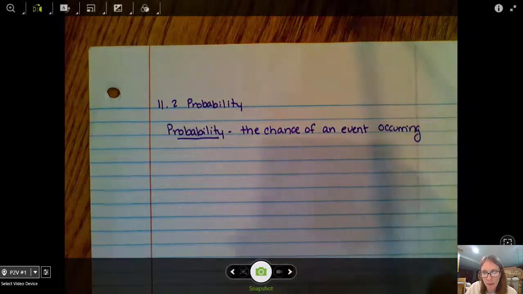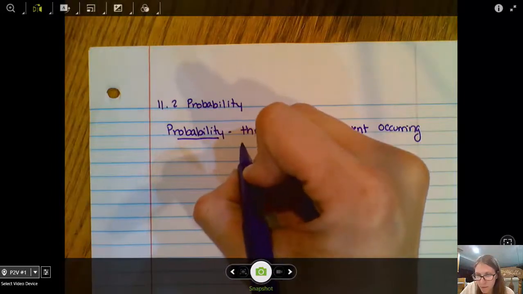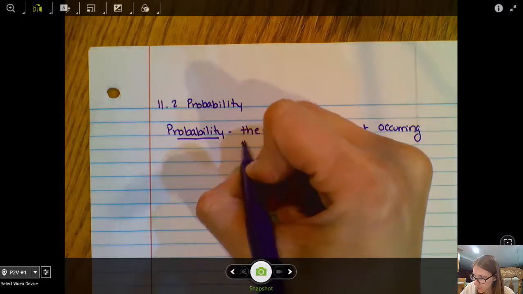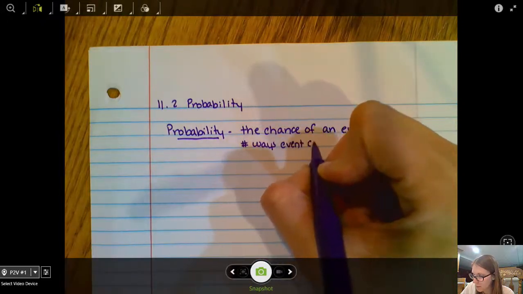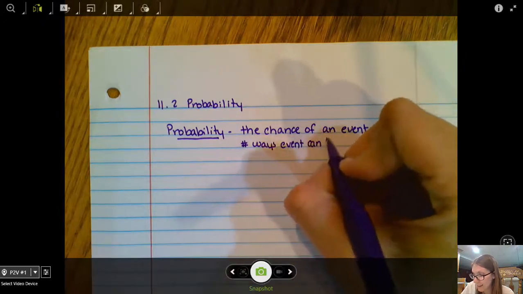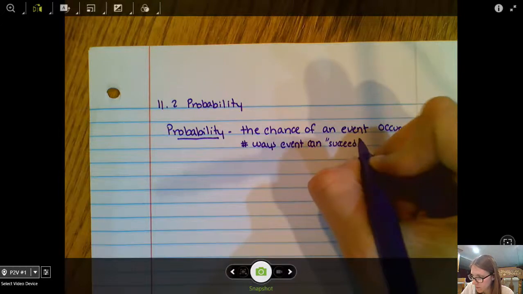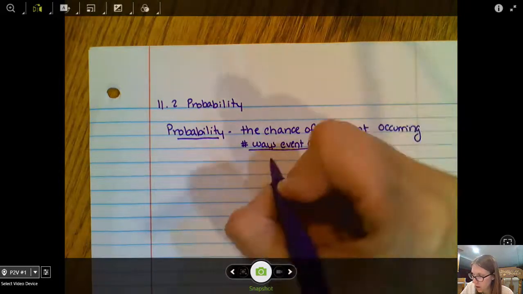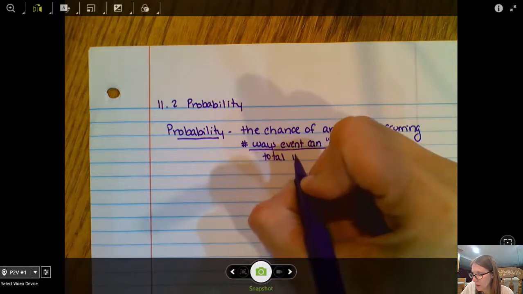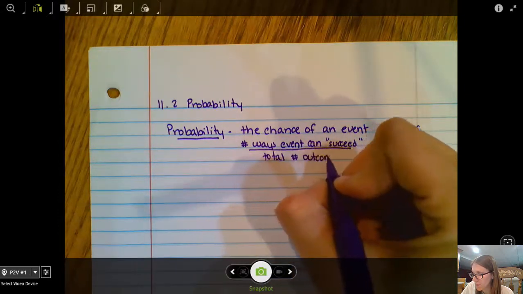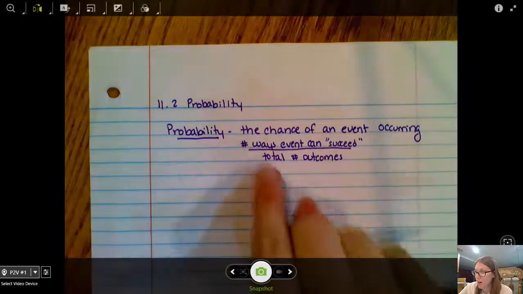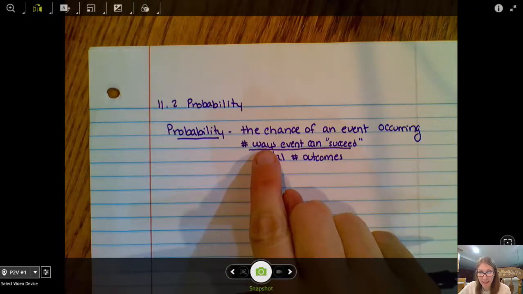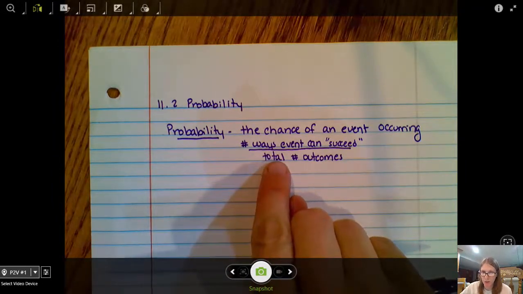And we find the probability by taking the number of ways the event can happen, or the event can succeed, over the total number of possibilities, the total number of outcomes. So if we were talking about flipping heads on a coin, there's only one way that event can succeed, if we get heads. And there are two outcomes because we could have heads or tails. So the probability of flipping heads is 1/2.